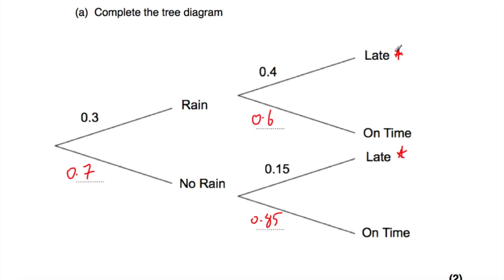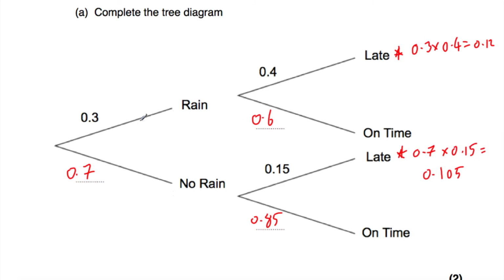Rain and late will be 0.3 multiplied by 0.4, which is equal to 0.12. So the probability of it being rainy and the bus being late will be 0.12. The probability of no rain and late, let's multiply 0.7 by 0.15, and that's equal to 0.105.